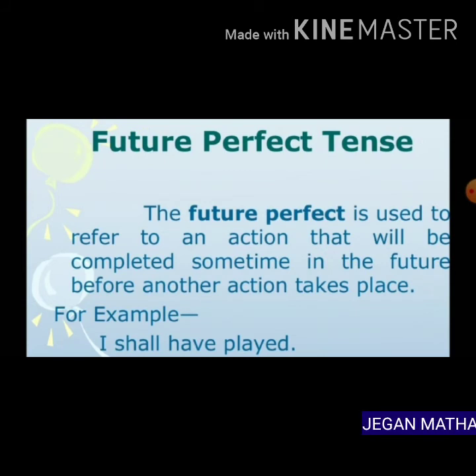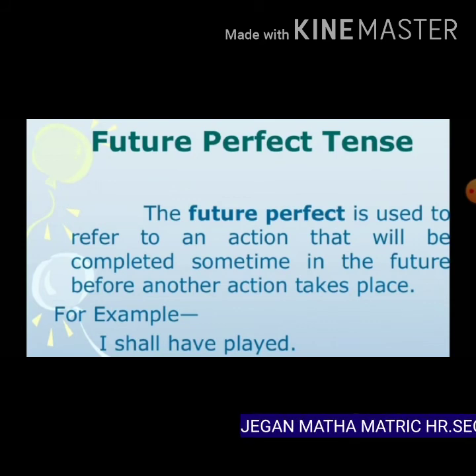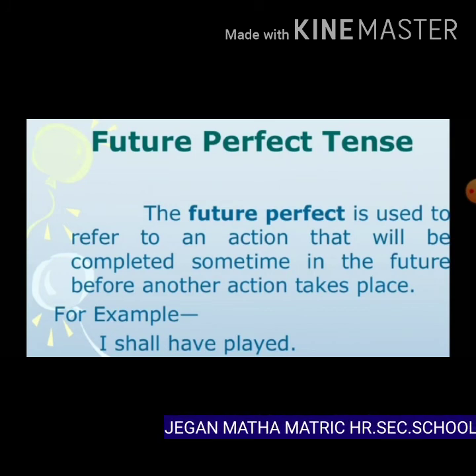Future perfect. Future perfect is used to refer to an action that will be completed sometime in the future before another action takes place. For example, I shall have played. I will have got this medal. I will have written this exam. Okay, so will, otherwise shall. I shall have played, otherwise will have played. Will have plus v3, third form of verb, played.